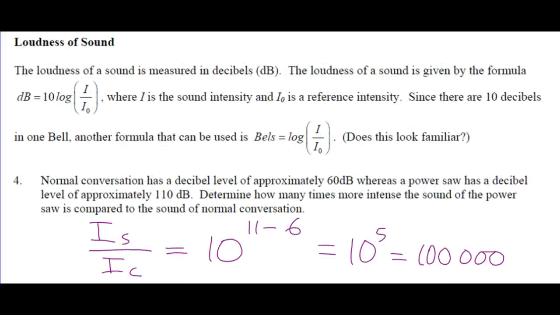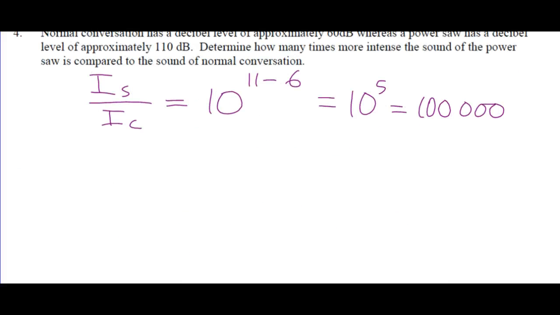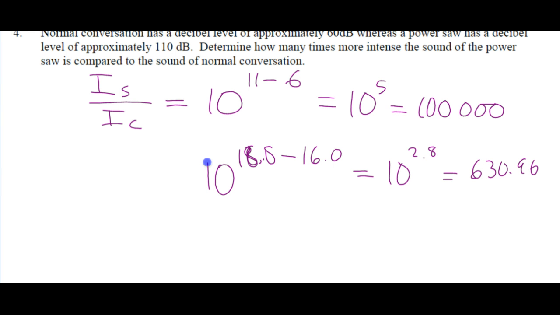Oh, so we could do blue whale versus shotgun. What was blue whale? Oh no, it's 188. So if we did blue whale versus shotgun, it'd be 10 to the 18.8 minus 10 to the 16, which is 10 to the 2.8, which would be 700, 800, something like that. I don't know, you have to work it out. Do 10 to the 2.8. 630.96. So blue whales are louder than shotguns.